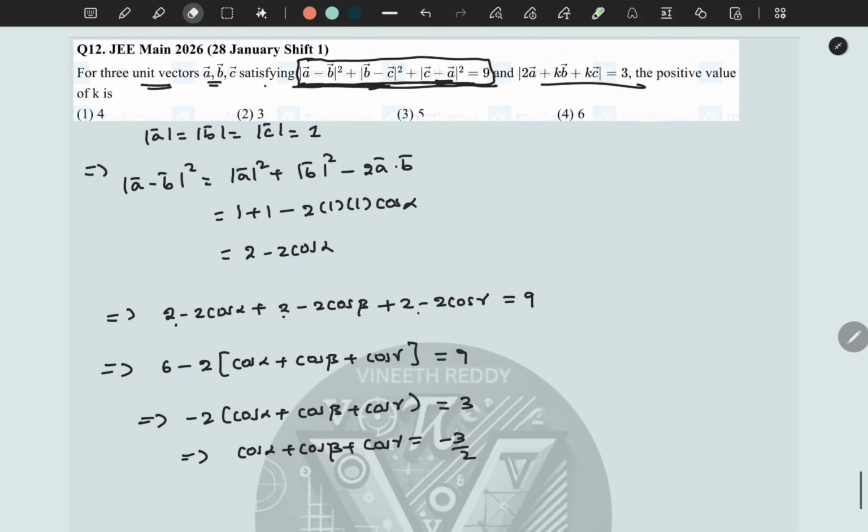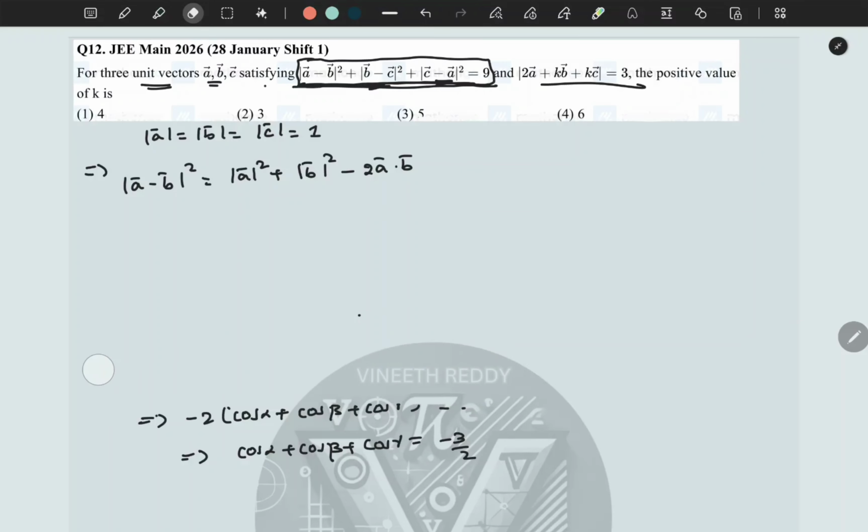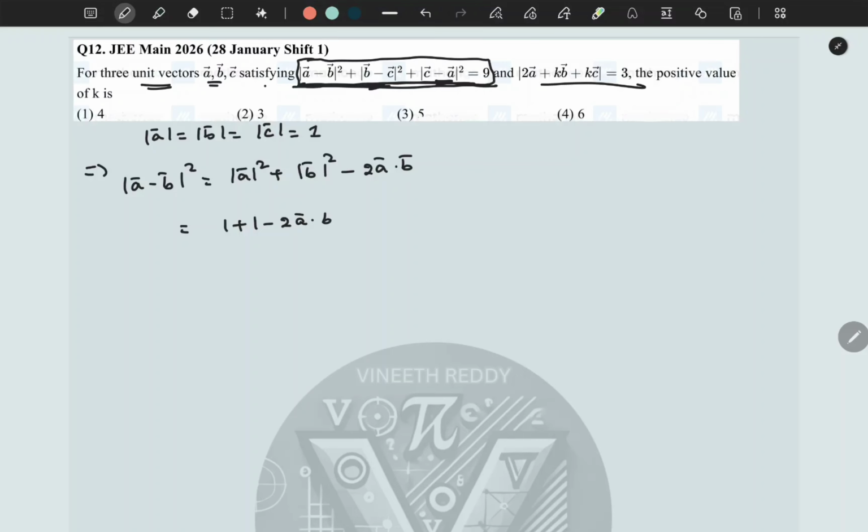Or we'll make the life a little simple. I'm sorry, we can definitely solve in this way also, but let me not introduce alpha, beta, gamma. So here we can write it as 1 plus 1 minus 2 a dot b, right? So simply it is 2 minus 2 a dot b. We could have done in that way also, but I'm making life easy. So now the left hand side becomes 2 minus 2 a dot b plus 2 minus 2 b dot c plus 2 minus 2 c dot a, right? I hope you are with me.